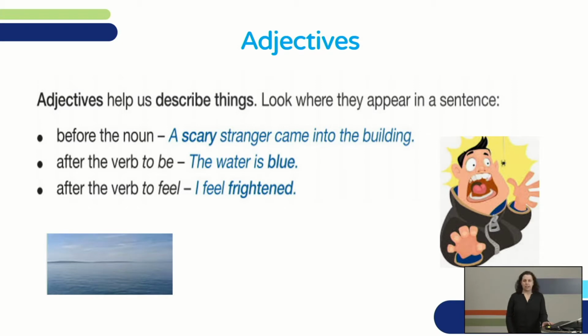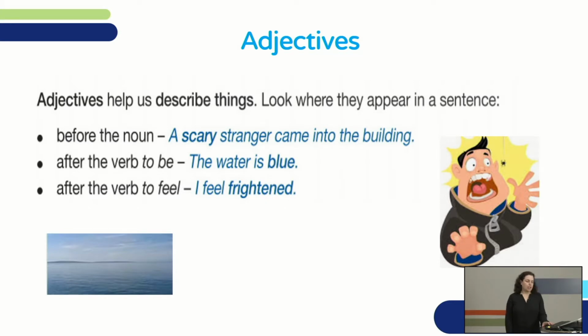For example, a scary stranger came into the building. Scary is the adjective. It describes the person. A scary person, I was a little afraid of him. He came into the building. So it's before the noun. After the verb to be, the water is blue. The verb to be is in the sentence. And the word blue is the adjective. It describes the color of the water. For example, the water here is blue. Do you see the picture? So it's after the verb to be.